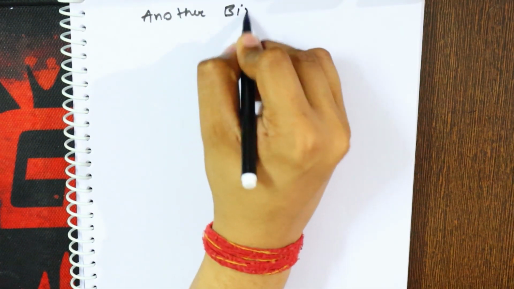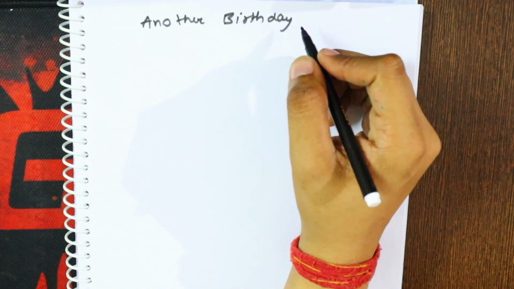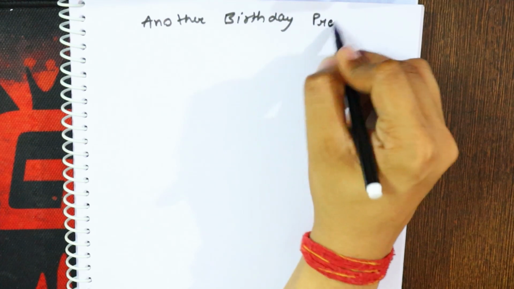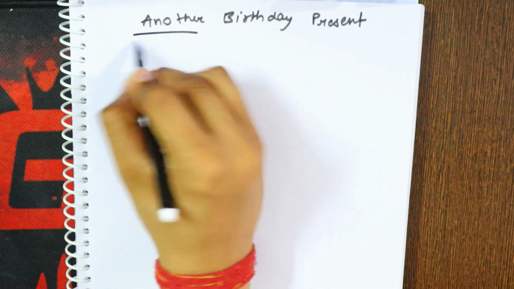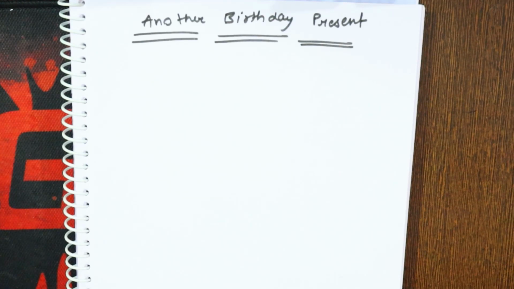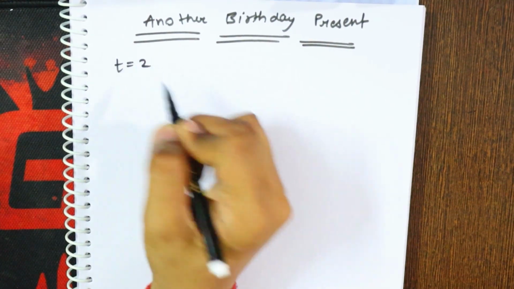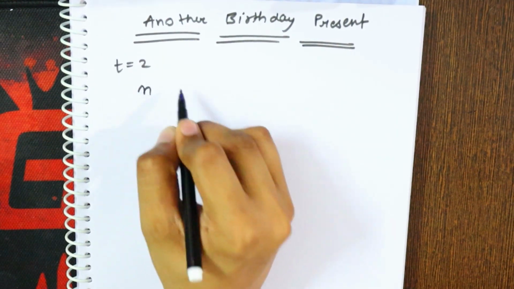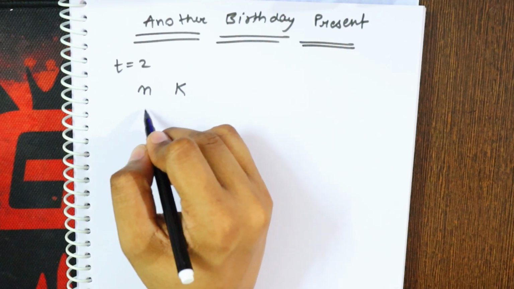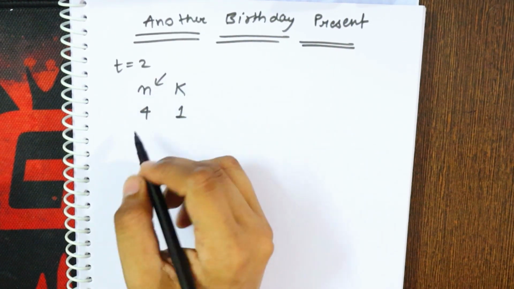So, "Another Birthday Present". I guess it is clear. Okay. First of all, I will move on to the input. As usual, first I have T, the number of test cases. Then I have my N and K. I will explain what N and K are. N is the number of elements of the array.